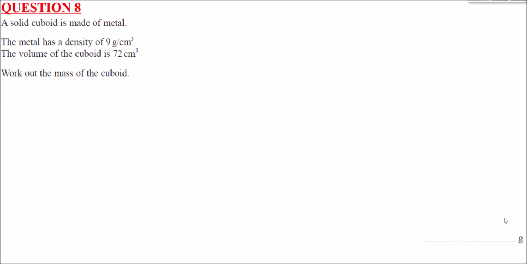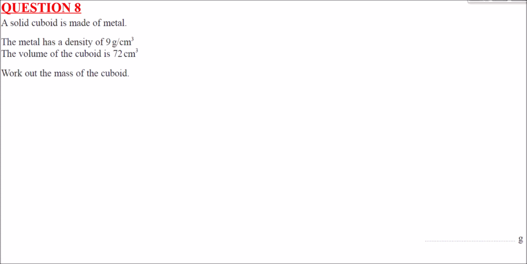Question 8 is about the solid cuboid made of metal. So we're talking about the density of it, which is 9 grams per cm cubed, and the volume, which is 72 cm cubed. So work out the mass of the cuboid. So mass, density, and volume. This should get your sort of memory going. Mass, density, volume relates to a formula. I tend to use formula triangles. You don't have to. Essentially, the formula is the density of a substance is defined as the mass of it divided by the volume it takes up.